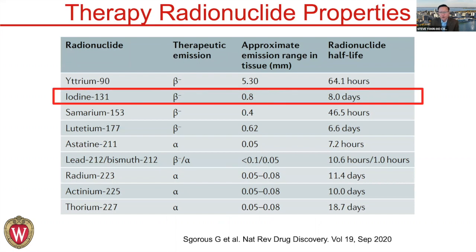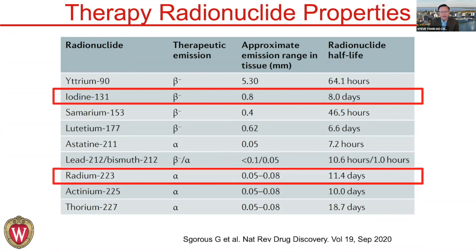So the workhorse, the one that's been around probably historically the longest, is iodine-131 for papillary thyroid cancer, and that has a half-life of 8 days. It's a beta emitter. Radium-223 is an alpha emitter that was recently approved. That has a half-life of 11.4 days.